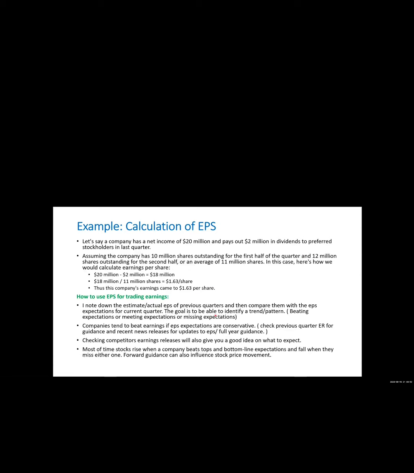You can actually learn a lot by checking out what happened in previous quarters, see how the stock reacted, and see what the guidance was, and then try to form a directional bias. See what happened during the run up, and you'll be able to increase your probability of success. Companies tend to beat earnings if EPS expectations are conservative. Check the previous quarter's earnings report for guidance, and recent news releases for updates to EPS and full year guidance. Checking competitors' earnings releases will also give you a good idea of what to expect.